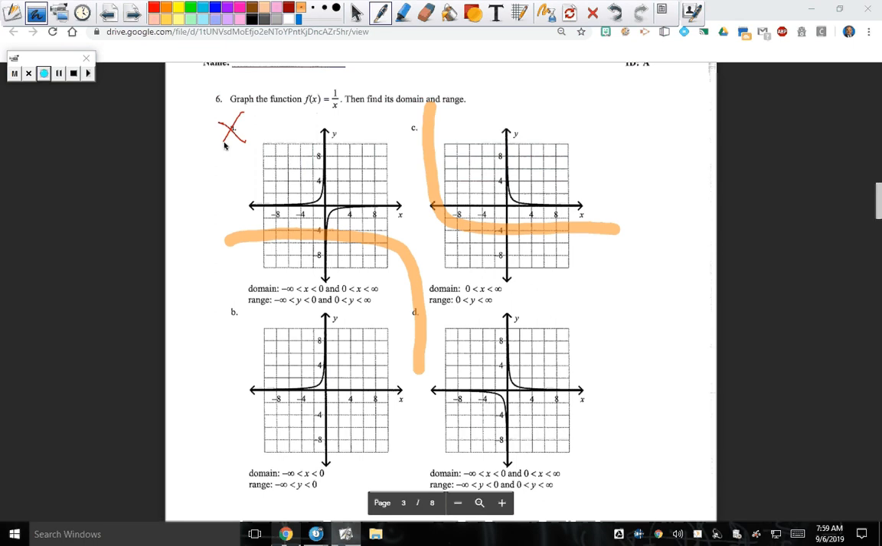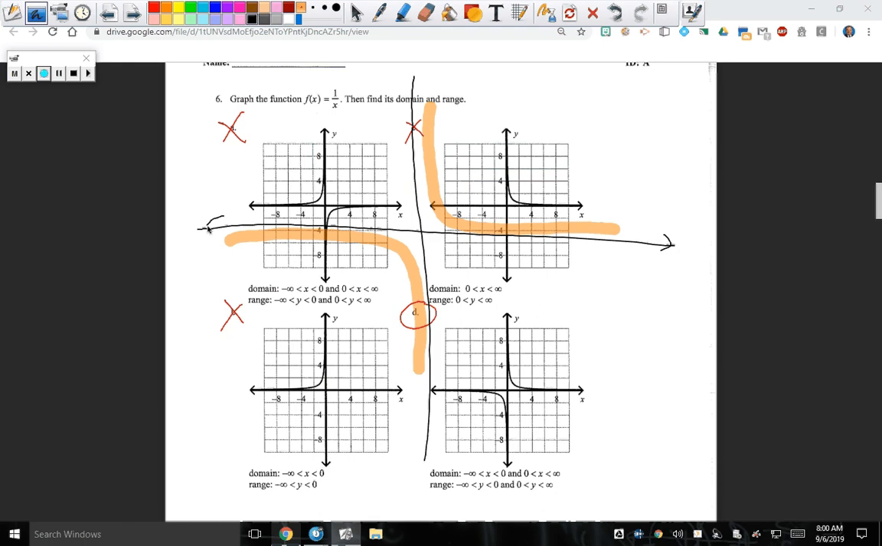Well, A doesn't look like that. B is missing a piece. C is missing a piece. The only one would be D. Now, let me go ahead and draw a quick x and y axis. With this graph, it's a little hard to see, but it is getting very close to the x and y axis, never touching, and the x and y axis over here, never touching.